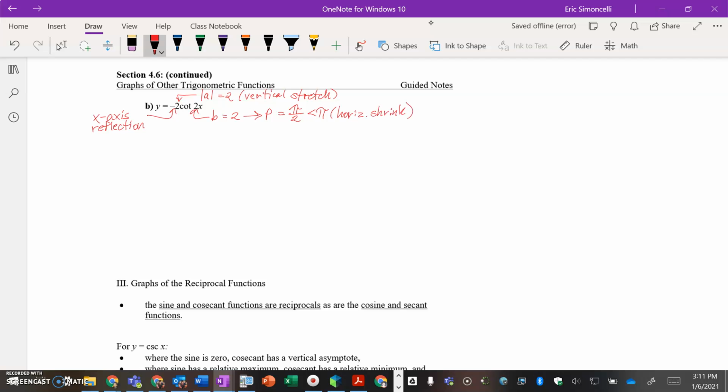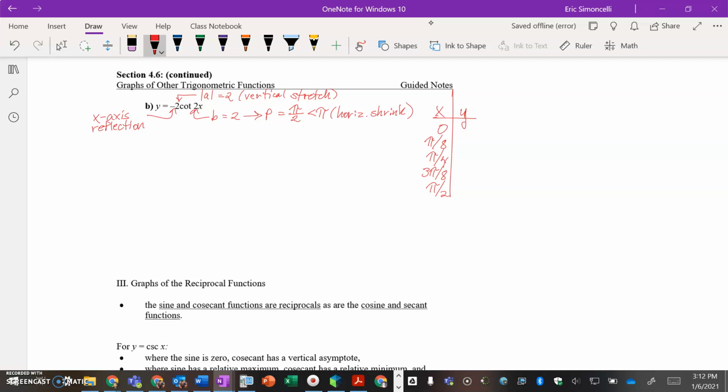When it comes to graphing, as usual and as we've done in the past, we'll make an XY table. We really only need 5 points to make our analysis clear. Because our period is pi over 2, we'll go from 0 to pi over 2. And if I cut that in half, I go pi over 4. And if I cut that in half, I go pi over 8. So 1/8 pi, 2/8 pi, 3/8 pi, and then of course 4/8 pi, or pi over 2.